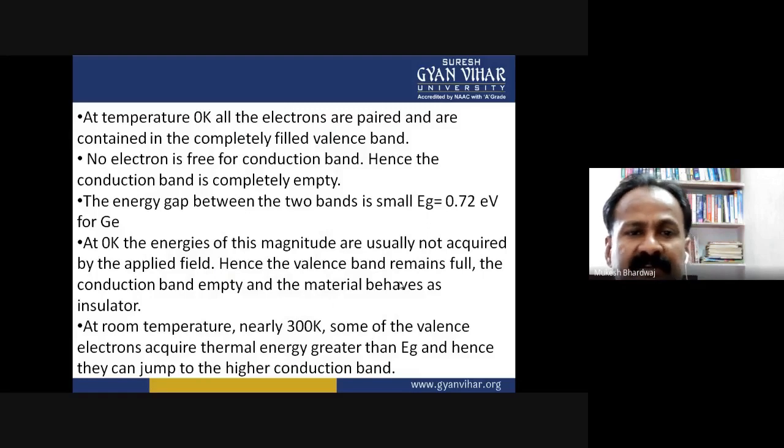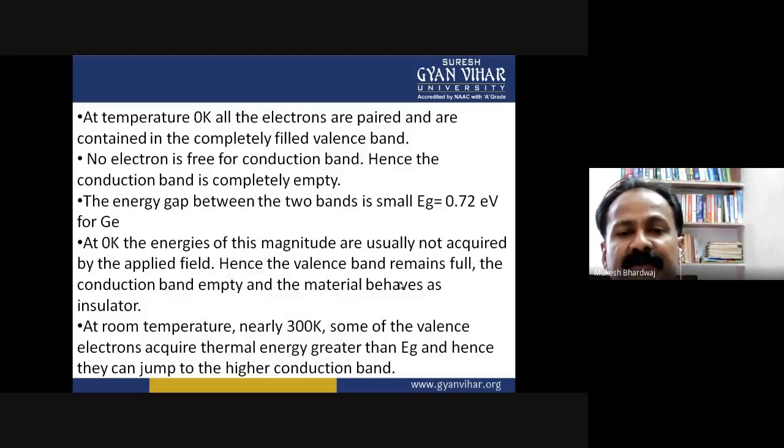At zero temperature, or 0 Kelvin temperature, all the electrons are paired and are contained in the completely filled valence band. So by the above figure, we come to know that at 0 Kelvin, all the electrons are covalently bonded and contained in the completely filled valence band. No electron is free for the conduction band. Hence, the conduction band is completely empty.